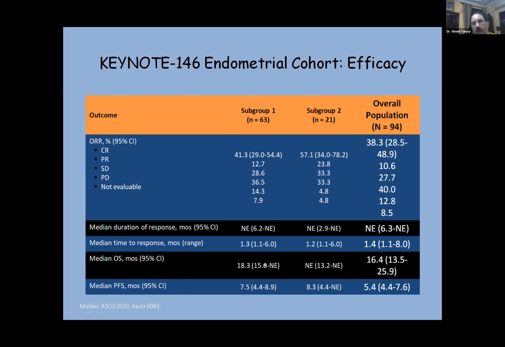And it was found that the overall responses were more in subgroup 2, in which the disease was loco-regional, as compared to subgroup 1, that is 57.1% versus 41.3%. And this was an eye-opener because as compared to the single-digit responses which were seen with the single immuno-oncology drugs, when you combine that with lenvatinib, you had a remarkable increase in the overall responses.